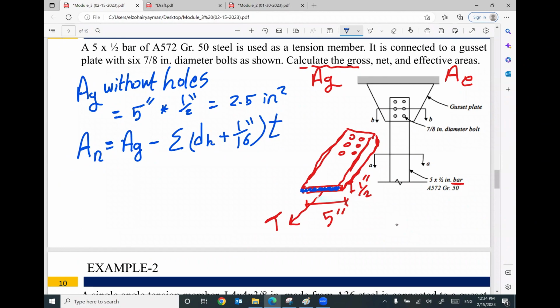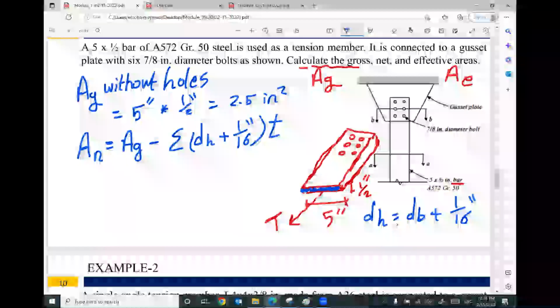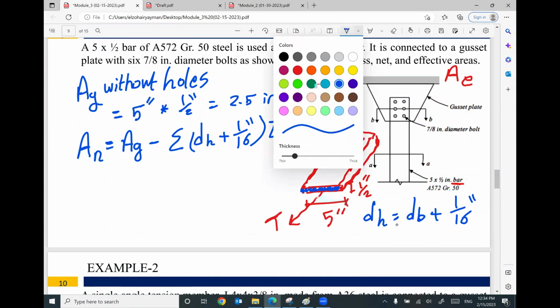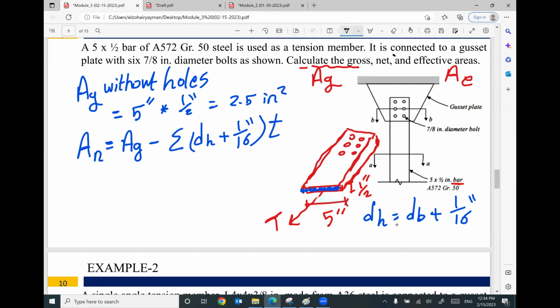First of all, your d hole equals d bolt plus 1/16. The given information in this type of problem will be the diameter of the bolts. We are given here that we have a gusset plate with 6 bolts, 7/8 inch diameter. So this diameter is 7/8 inch. I will add 1/16 inch to figure out the d hole.